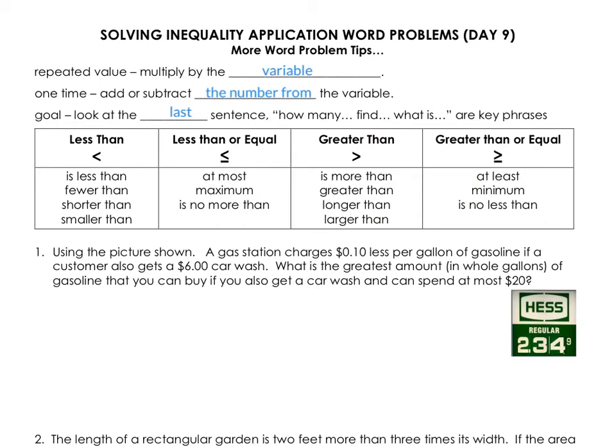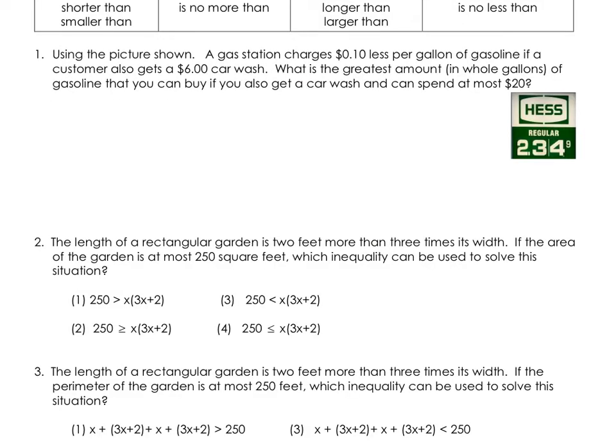So let's try some examples. Using the picture shown, a gas station charges 10 cents less per gallon of gasoline if a customer also gets a $6 car wash. What is the greatest amount in whole gallons of gasoline that you can buy if you also get a car wash and can spend at most $20?